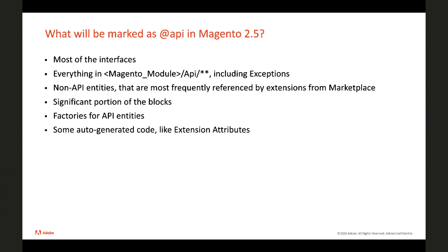Then there is some gap in the API directory of modules. We are going to make sure that everything in the API directory of every module is marked as API, including exceptions. The reason is obvious. API code like service contracts cannot depend on non-API code. And if we declare that a specific service contract throws an exception, this exception must be marked as API as well. And we have some cases when it was not marked as API.